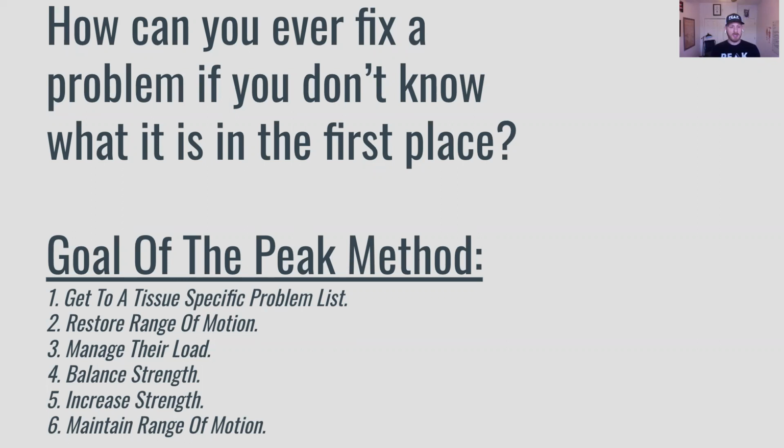So the goal of the PEEK method first is to get to a tissue specific problem list. Number two is to restore range of motion. Number three is to manage the load of the client. Number four is to balance the strength. A lot of times that's corrective exercises. Once we've done everything, then increase overall strength with more global movement. And then lastly is just maintain that range of motion. Once you keep it clean, people do need maintenance. They do need follow-up treatments to keep things in a good place from where we are.